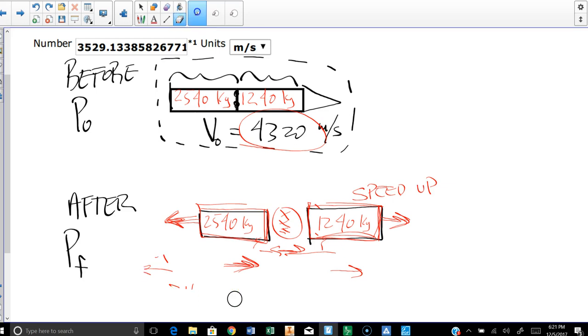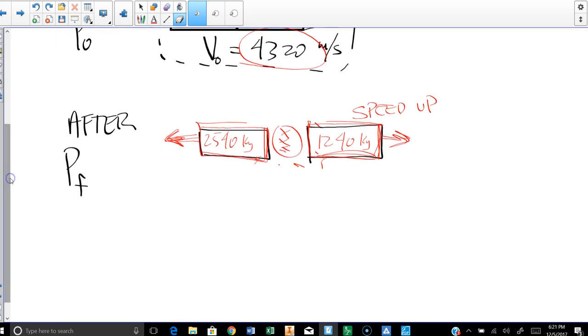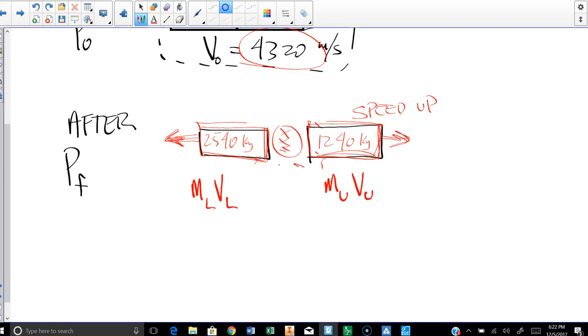So for example, and by the way, we don't have to find the net force or the acceleration or any of that garbage. We can use momentum to do this. After the explosion, the mass of the lower stage times the velocity of the lower stage, in other words, the momentum of the lower stage, and the mass of the upper stage times its velocity, when we add those together, that is the final momentum for the system.